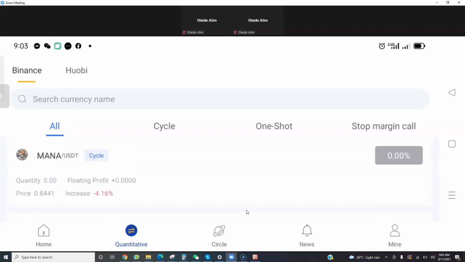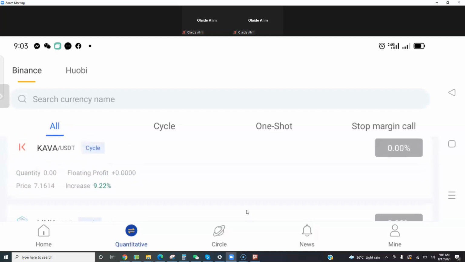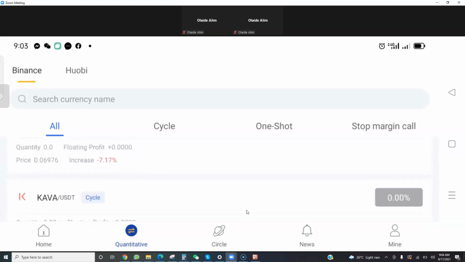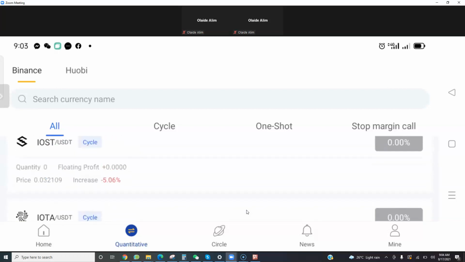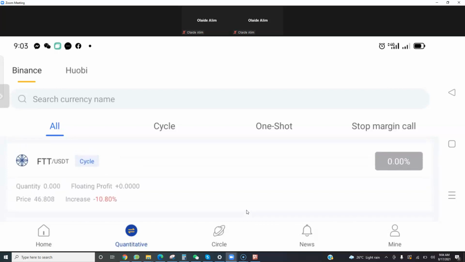But before we do that, I'm going to explain something to you. It depends on your capital. If it is just $100, you can use it to trade only one coin. So FTT, this $100, use it to trade only one coin. And I'm going to show you the setting.